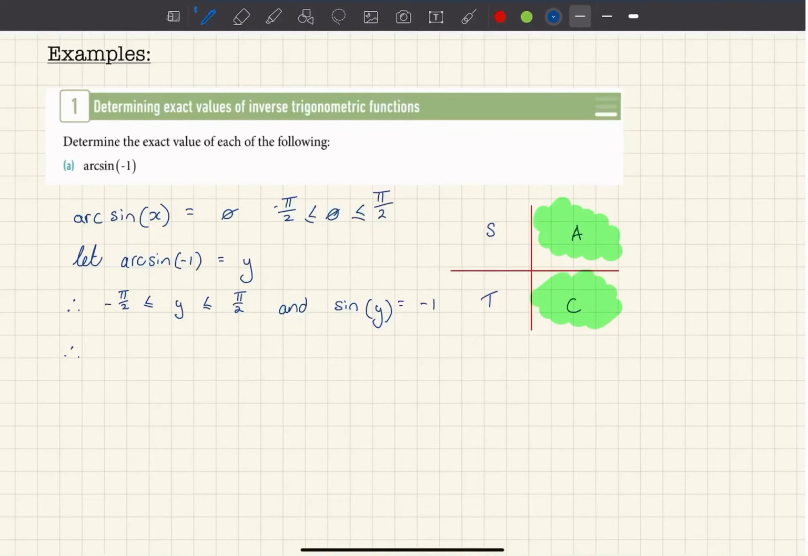Therefore y equals -pi/2. Okay, so when y equals -pi/2, the sine of -pi/2 is equal to -1, so that checks out, and that means that the arc sine of -1 equals -pi/2. So this is our theta, this is our angle that we're talking about, and it is going to be in this fourth quadrant. You can see that it's negative, so that checks out as well.